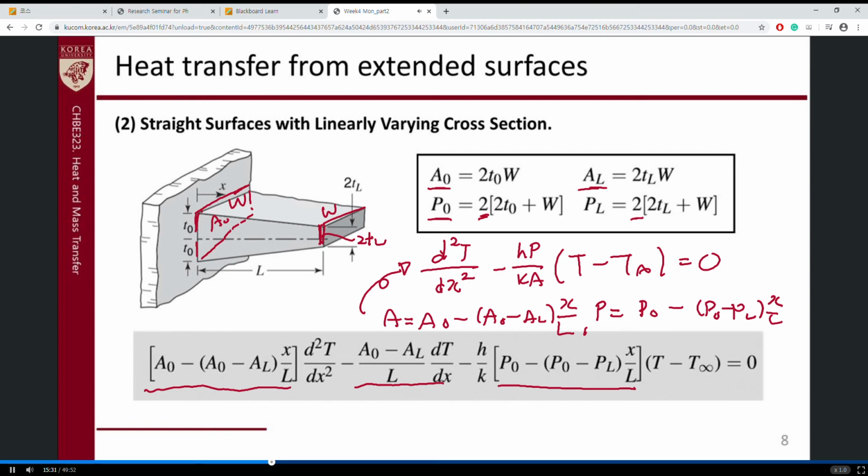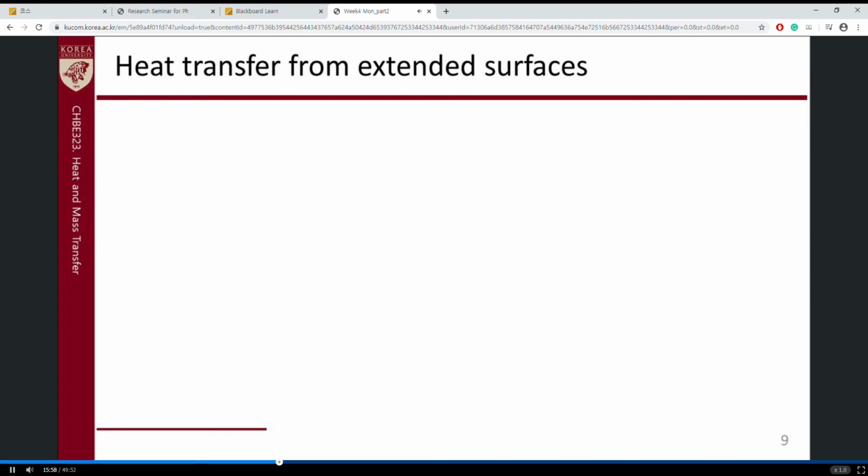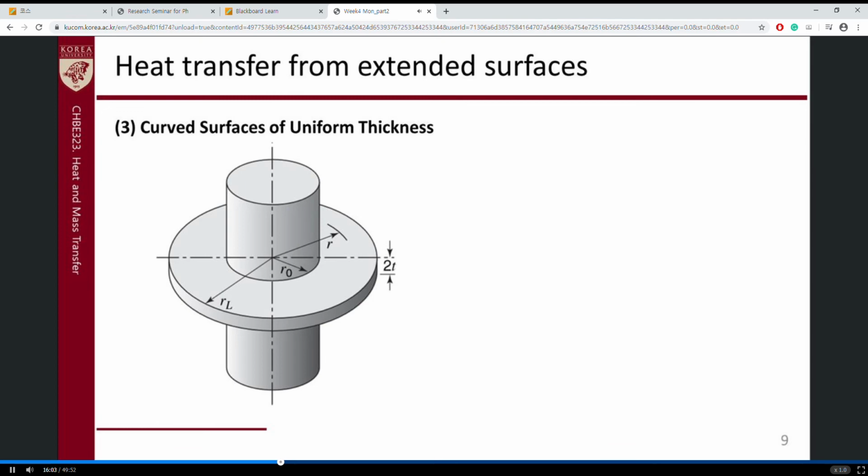But you don't have to memorize all these equations. You just try to understand this and this, and just try to understand these equations. Probably you shouldn't memorize these equations, and then you can substitute these things and these things, right? And in the problem, I think these conditions shall be easier than these equations. Okay, and here comes the last part, the curved surface of uniform thickness.